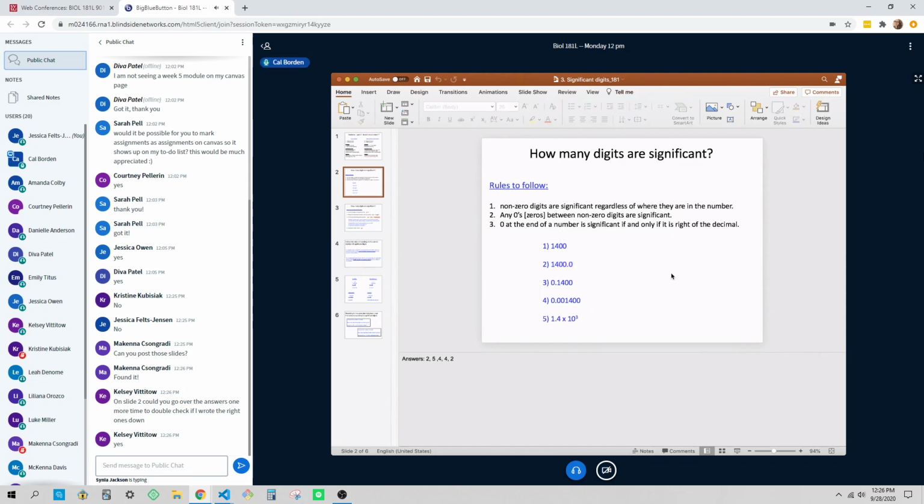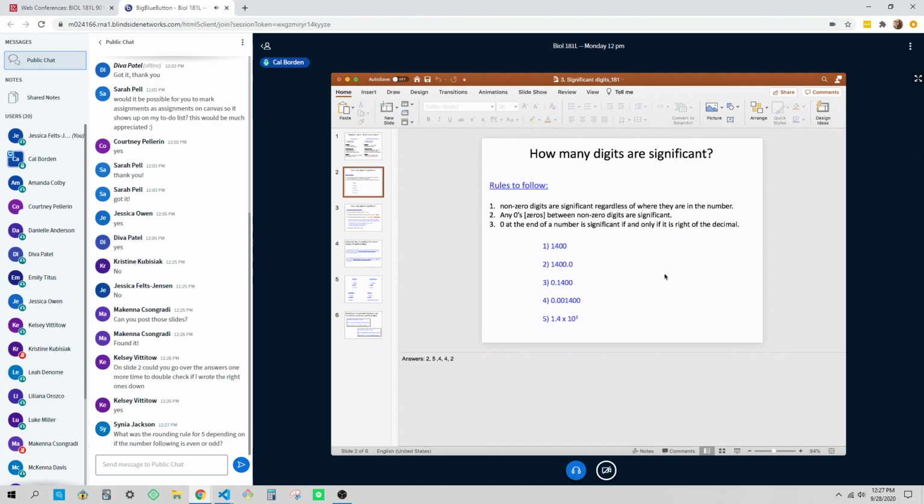The next one is 4. Because the zeros are on the right side of the decimal place, they count. So the 1, the 4, and the 2 zeros to the right of 4, but not the 0 to the left of decimal place. Number 4 is also 4. Every 0 preceding the 1 does not count as a significant digit. They are just placeholders. And the 1.4 times 10 to the 3 is the same number as number 1, which is 2. And the fast way to do that is just ignore the 10 to the 3 and just look at the number 1.4. That's 2 significant digits.